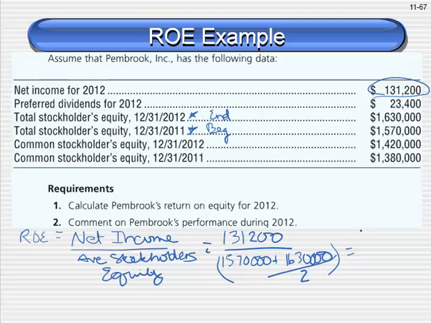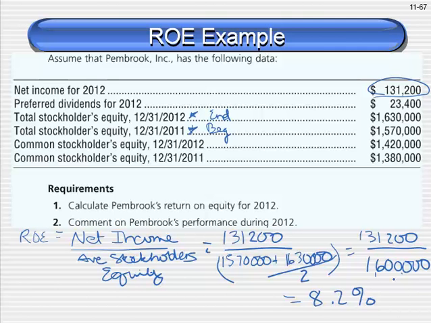So if we do that, we should get 131,200 divided by 1,600,000. Okay. And if we go a little bit further, we get 8.20%.